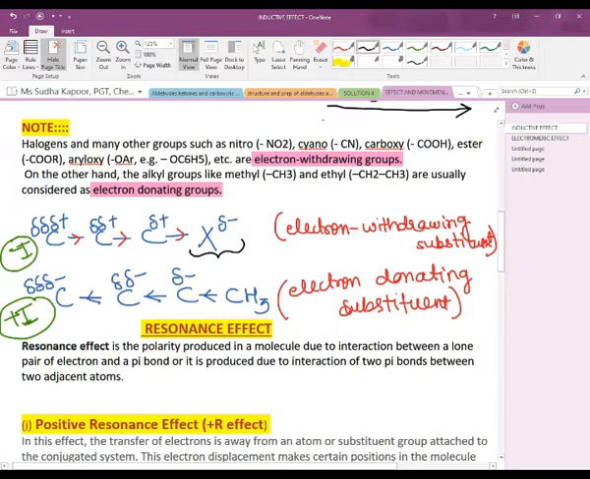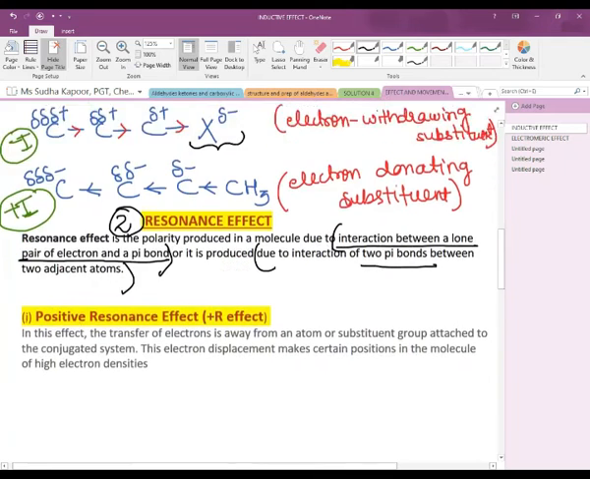Now comes the resonance effect. The second effect that we have to study is the resonance effect, and it arises due to the polarity produced in a molecule due to the interaction between a lone pair of electrons and a pi bond. So there is a lone pair and a pi bond, or the other condition is the presence of two pi bonds between two adjacent atoms. It is only observed when this condition is fulfilled, that is interaction between a lone pair of electrons and a pi bond, or between two pi bonds between two adjacent atoms.